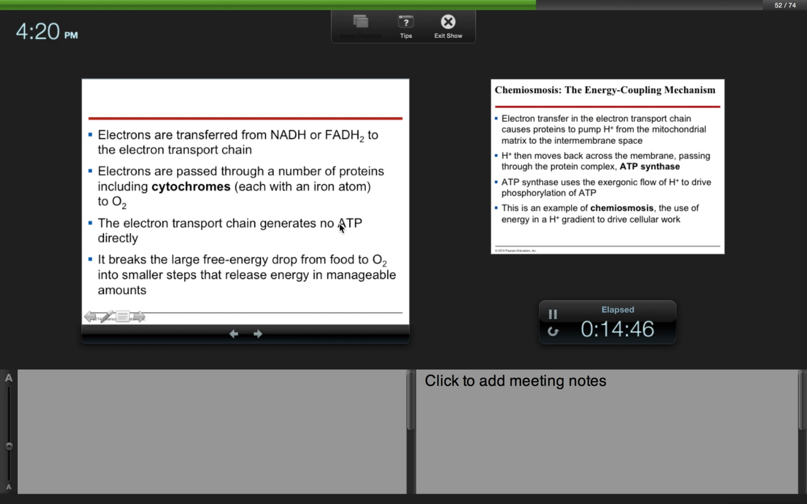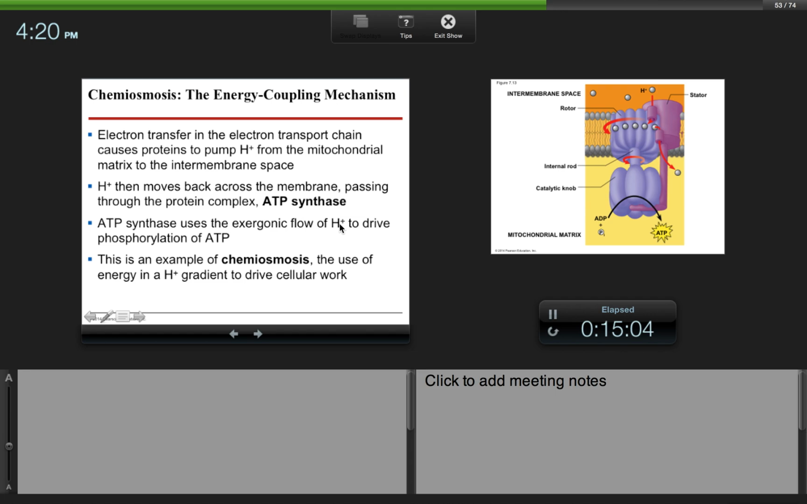Electrons are transferred from NADH or FADH2 to the electron transport chain. Electrons are passed through a number of proteins, including cytochromes, to oxygen. The electron transport chain generates no ATP directly. It breaks the large free energy drop from food to oxygen into smaller steps that release energy in manageable amounts. So how does this energy lead to the production of ATP?